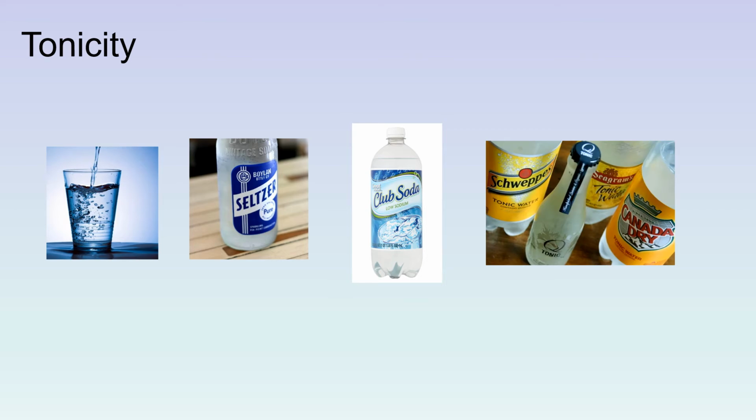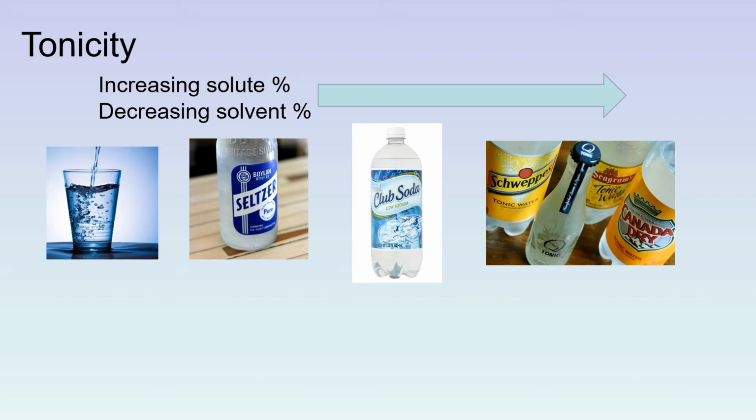increasing tonicity. If we start with water, pure water, and we add carbon dioxide, we get seltzer. If we add salt to our seltzer, we get club soda. And if we add quinine and a whole bunch of other stuff, we can finally get tonic water. We can say that these solutions are ordered from left to right, from hypotonic to hypertonic.